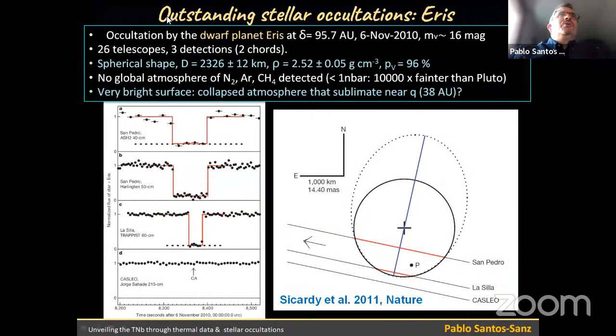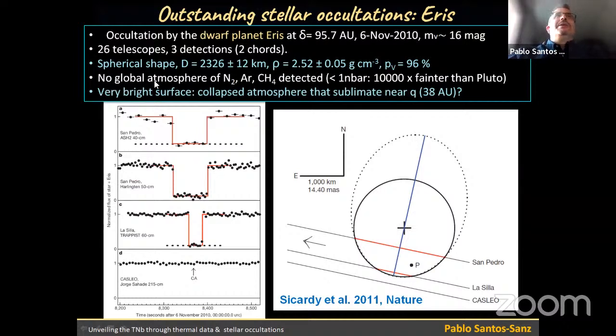Well, now I want to talk about a few relevant or outstanding occultations. The first one is the first detected by the team of which I form part. That was the occultation by Eris in 2010, the dwarf planet Eris. From this occultation, we obtained the spherical shape, the diameter, also the density and an extremely high albedo. You can see here that it is close to 100%.